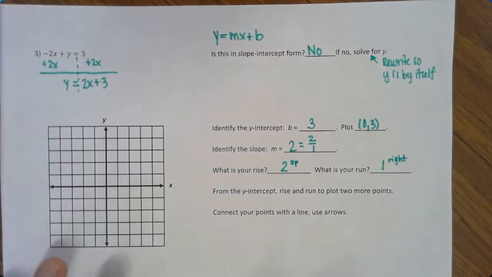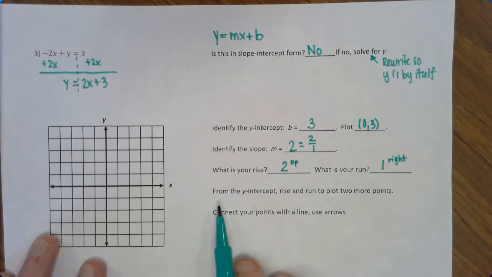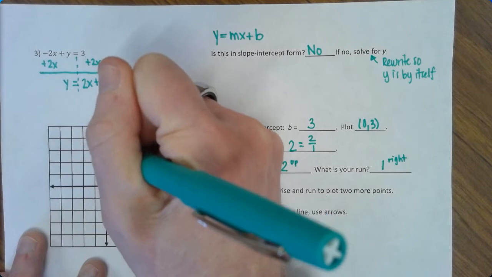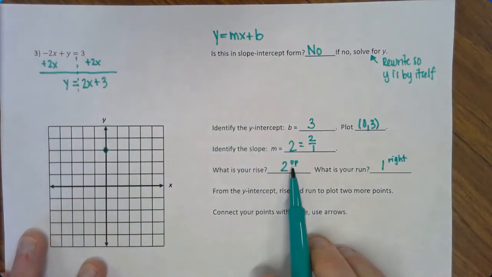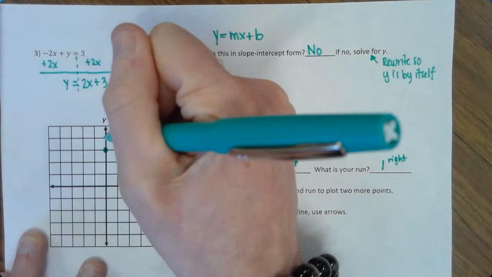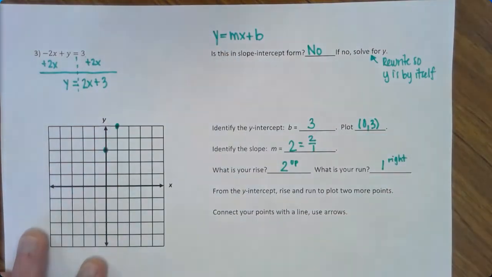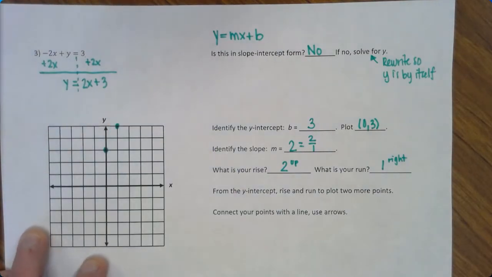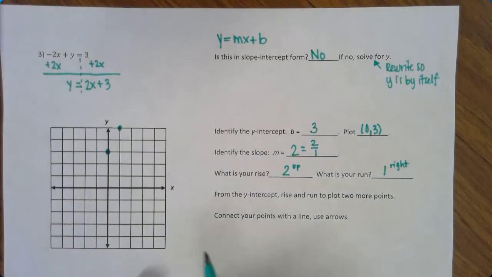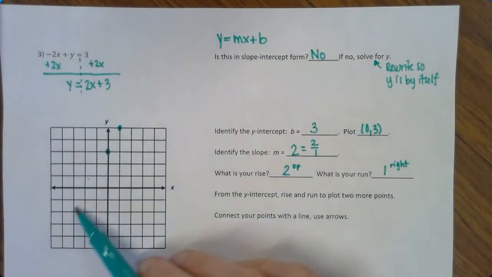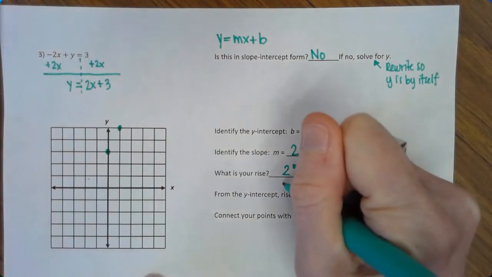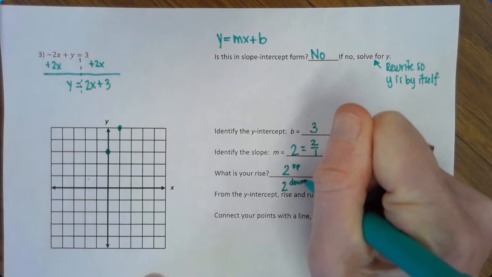So I'm going to plot my y-intercept, which was at 0, 3. And I'm going to go 2 up and 1 right from that y-intercept. And now I want to get a second point. But again, if I try to go up 2, I'm off the paper. So remember, slope can go completely the opposite way. So to keep the line going in that same path, instead of going 2 up and 1 right, I can reverse them both and go 2 down and 1 left.